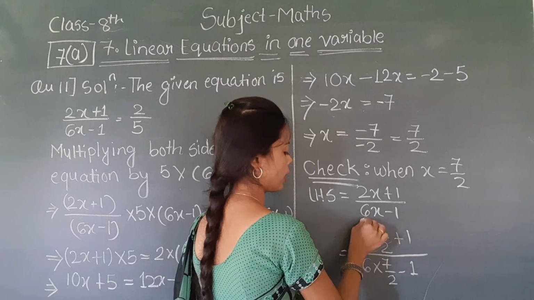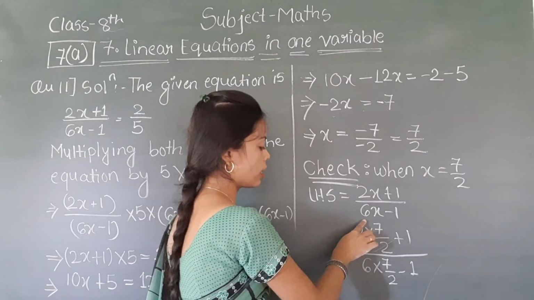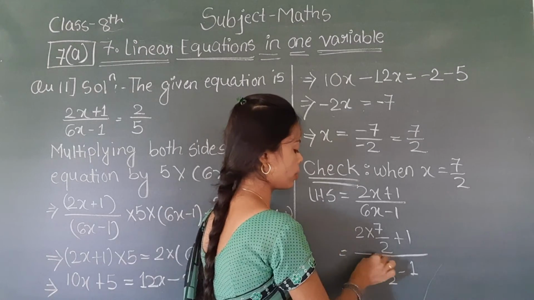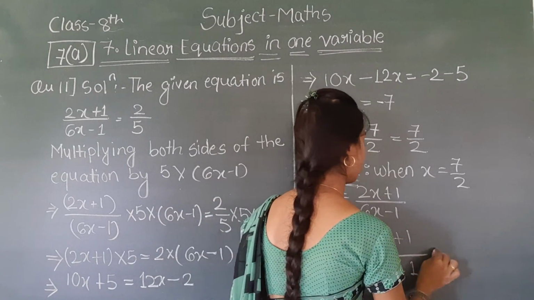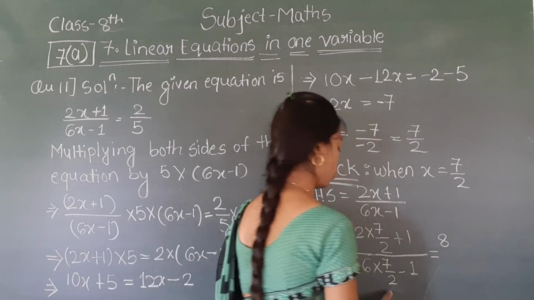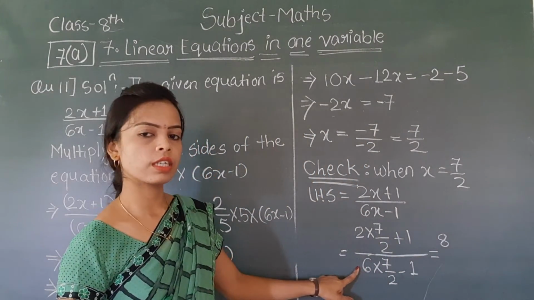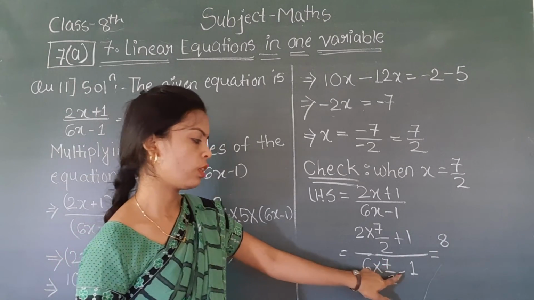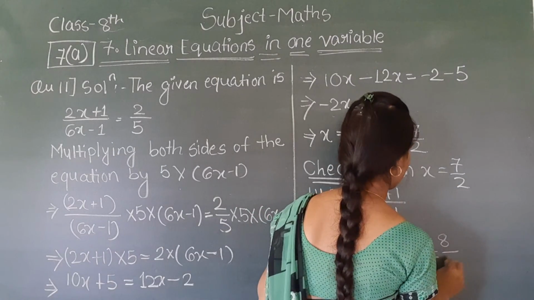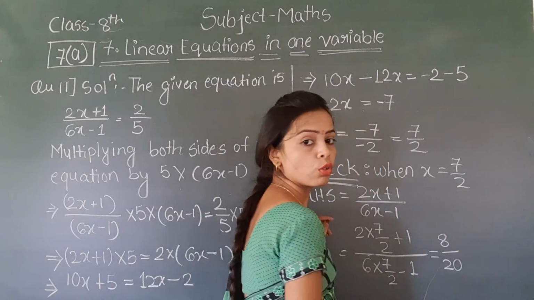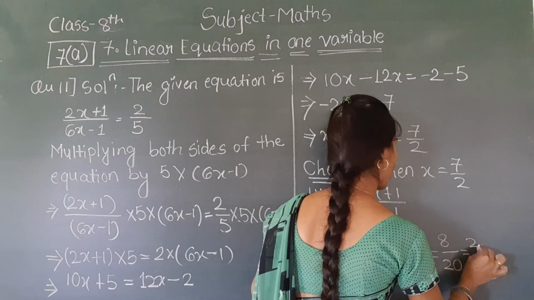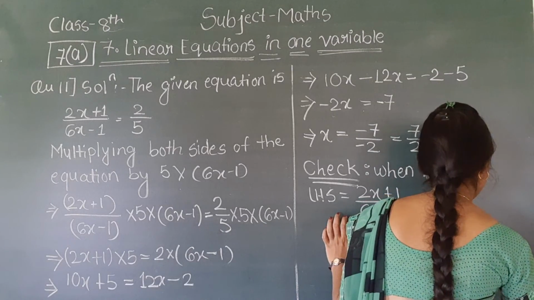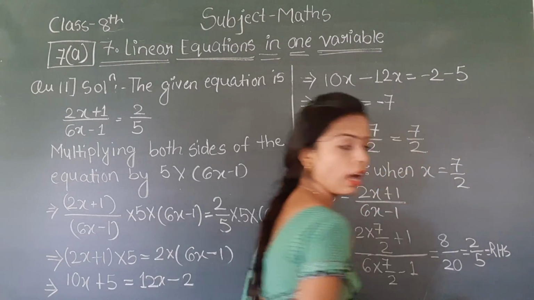Now this 2 gets cancelled with this 2, because one 2 is in the numerator and one 2 is in the denominator. What will remain here? 7 plus 1 is equal to 8. Now this 2 gets cancelled with the 6: 2 ones are 2 and 2 threes are 6. So 3 into 7 is 21 minus 1 is 20. Okay, both are divisible by 4, so we can write it as 2 upon 5. That is equal to your RHS.